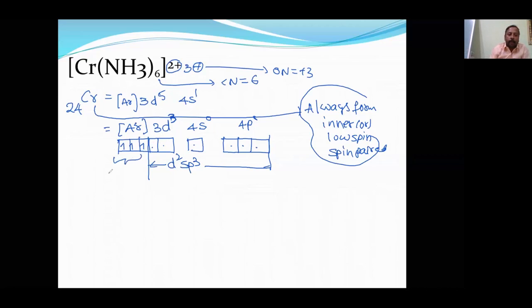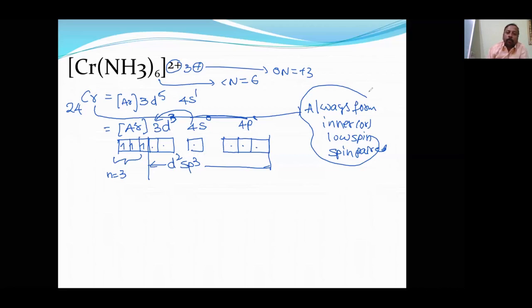And what will be the magnetic moment? The number of unpaired electrons is 3. Now is it understood? If you have any doubt or clarification, you can ask me. Here we are using the inside d orbital, that's why it is called inner octahedral. Why? Because this is the valence shell and we are using the inside orbitals whose energy is less. That's why it is called a low spin inner octahedral complex.